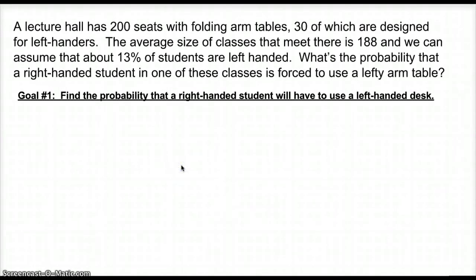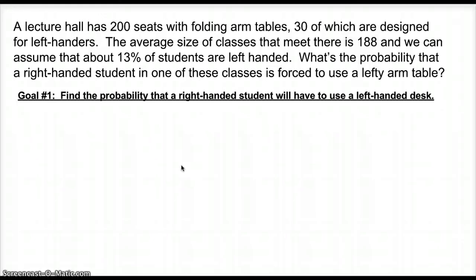Okay, so a lecture hall has 200 seats with folding armchairs, 30 of which are designed for left-handers. The average size of classes that meet there is 188, and we can assume that about 13% of the students are left-handed. What's the probability that a right-handed student in one of those classes is forced to use a lefty arm table? So the first thing we have to do is find the probability that a right-handed student will have to use a left-handed desk.